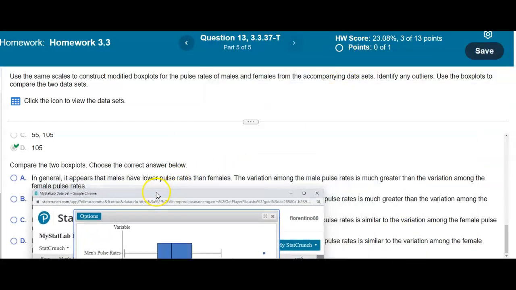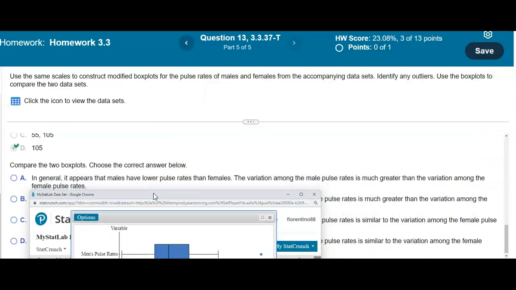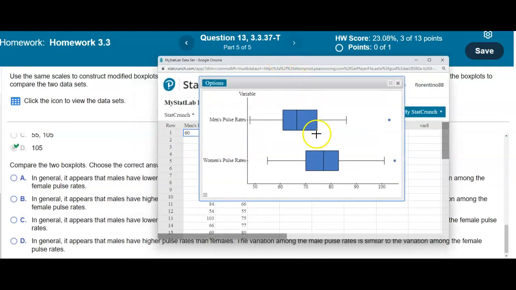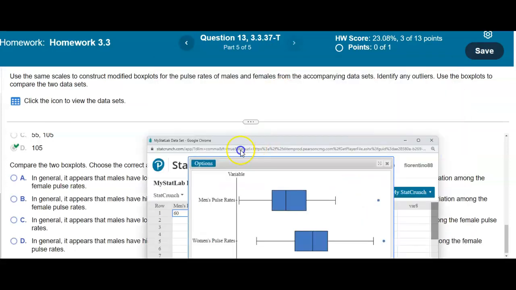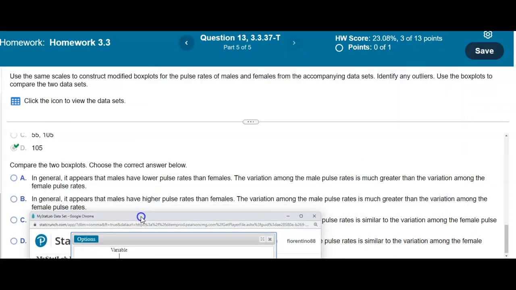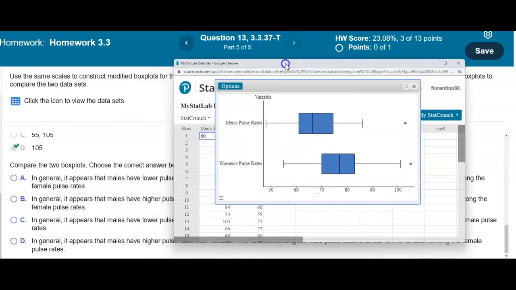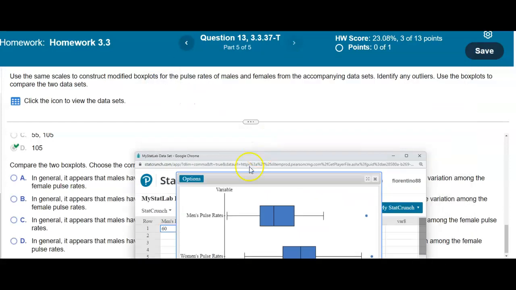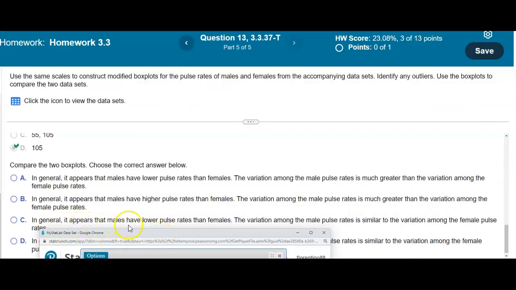So let's answer our question. It says, in general, it appears that males have lower pulse rates than females, and the variation among the male pulse rates is much greater than the variation among the female pulse rates. Well, these are kind of closer together. The pulse rates are lower in the men's than in the women's, because this box is lower than this box. But the variation, I'm not so sure it's greater. Let's take a look at B. It says males have higher pulse rates than females. That's not true, because it's not higher, it's lower. Then in general it appears that males have lower pulse rates than females, which is true, and the variation among the male pulse rates is similar to the variation among the female pulse rates.